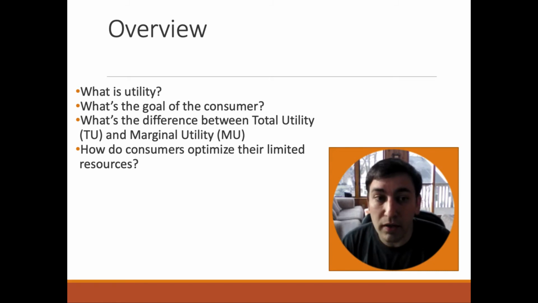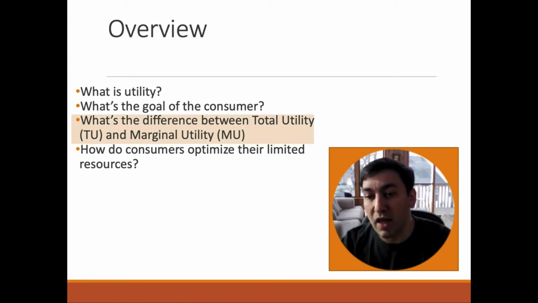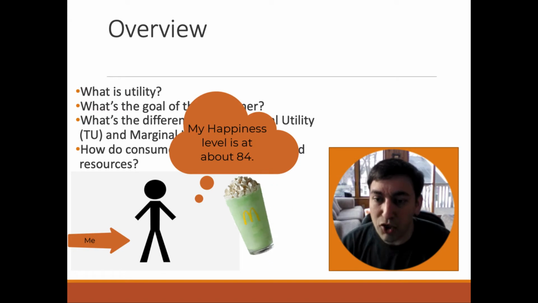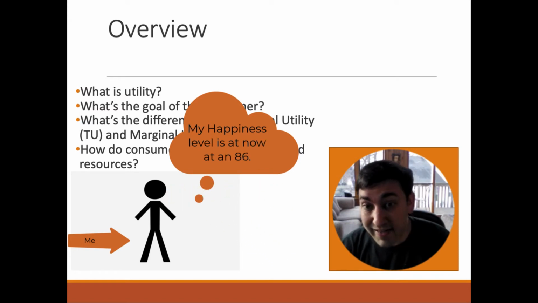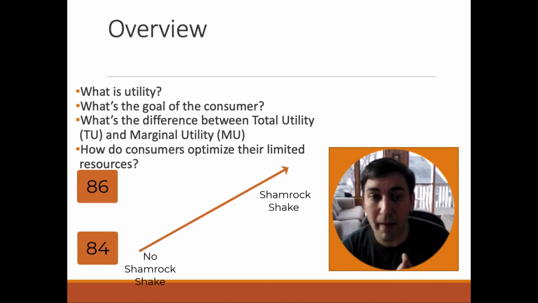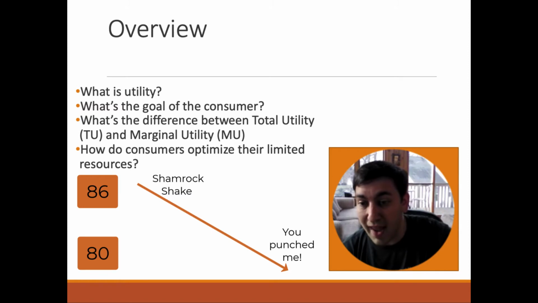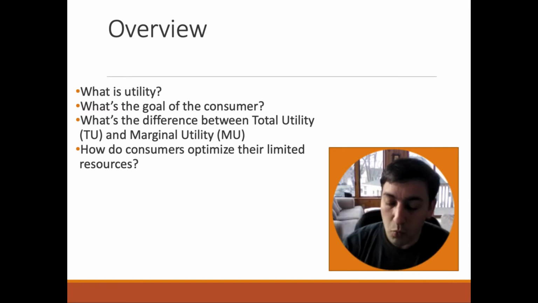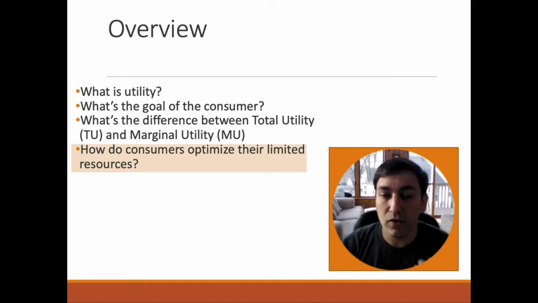So we're going to define what utility is. We're going to define the goal of the consumer. We're going to be talking about total utility, which is sort of my happiness level, and marginal utility, which is the incremental change in my happiness. So if I'm at 84 units of happiness right now, and you give me a Shamrock Shake, I may say, woohoo, I'm at an 86 level of happiness. My marginal increase went from 84 to 86. I'm 2 units better. If you then punch me and I go from 86 to 80, my marginal utility was -6. It went down. So we're going to talk about total utility, which is your happiness level, and marginal utility, which is the change in utility. And we're going to talk about why consumers have to optimize given they have fixed resources.